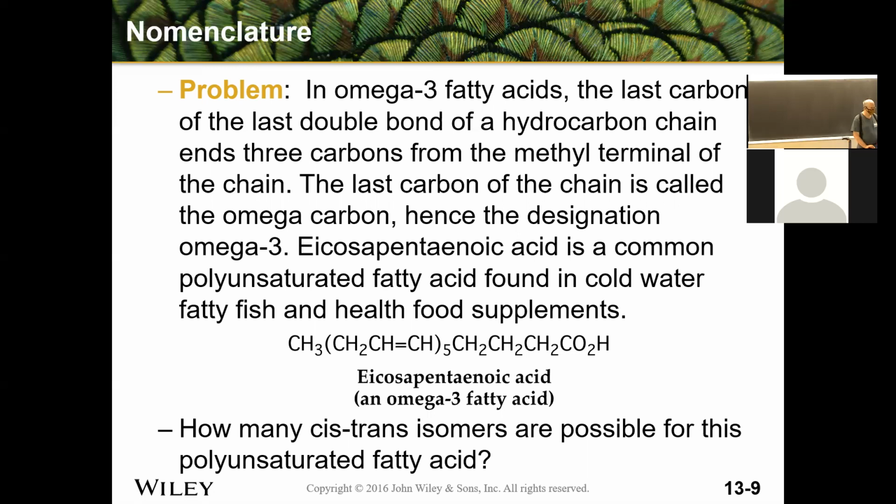Icosapentaenoic acid is a common polyunsaturated fatty acid found in cold water fatty fish and health food supplements. How many cis-trans isomers are possible? We have 5 double bonds. None of them are at the end. So there's actually 5 pairs of cis-trans isomers. It turns out that in the natural product, these double bonds are all cis.